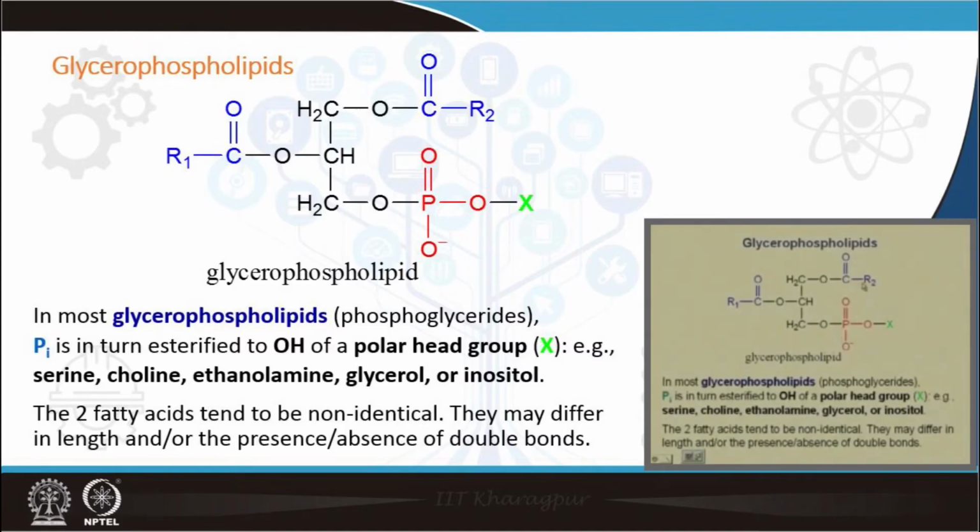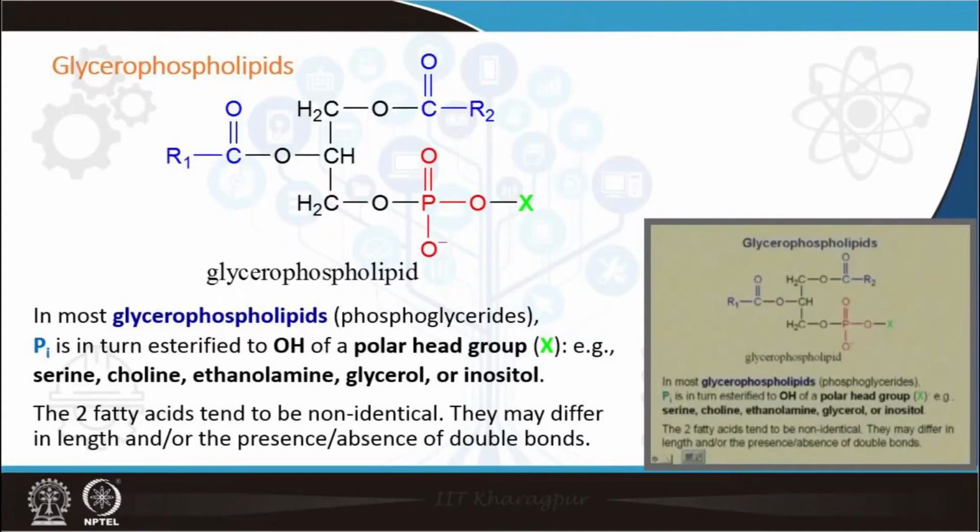And the 2 fatty acids that we have, R1 and R2, are usually not the same. We will see why later. So, how can they be different? They can be different in their length, they can be different in the number of double bonds, they can be different in the location obviously of the double bonds. So, that is where we have our differences R1, R2, X.